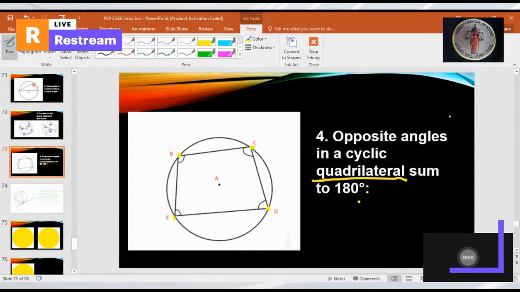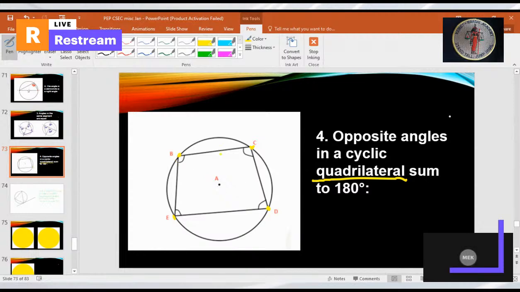All the points of the quadrilateral must touch the circumference. Whenever we have that occurring, the opposite angles in the cyclic quadrilateral should add to 180 degrees. So what are opposite angles? Angle C is opposite to angle E in this quadrilateral here. So C and E are opposite. B and D are opposite.